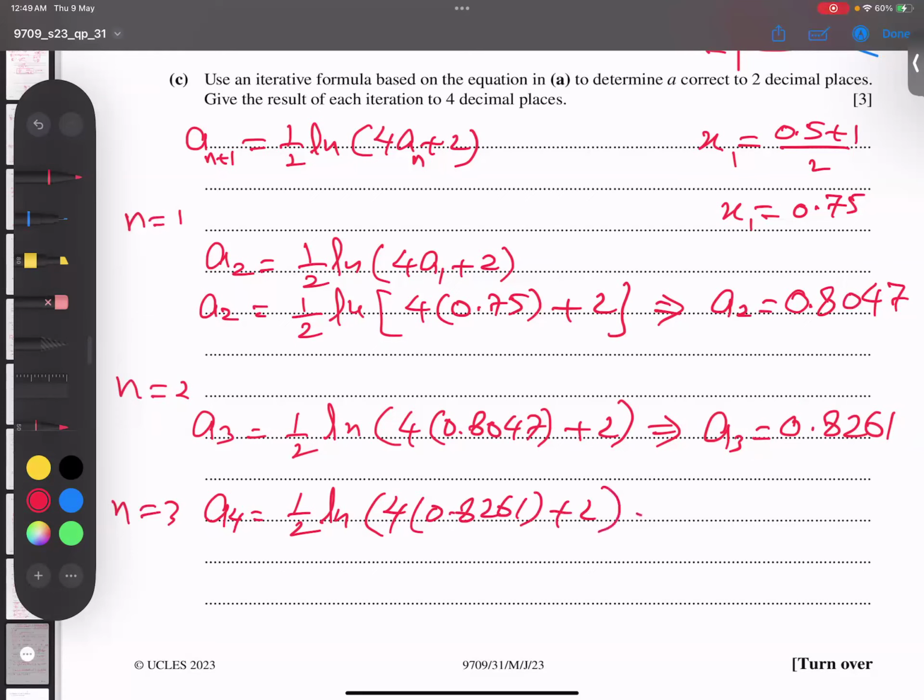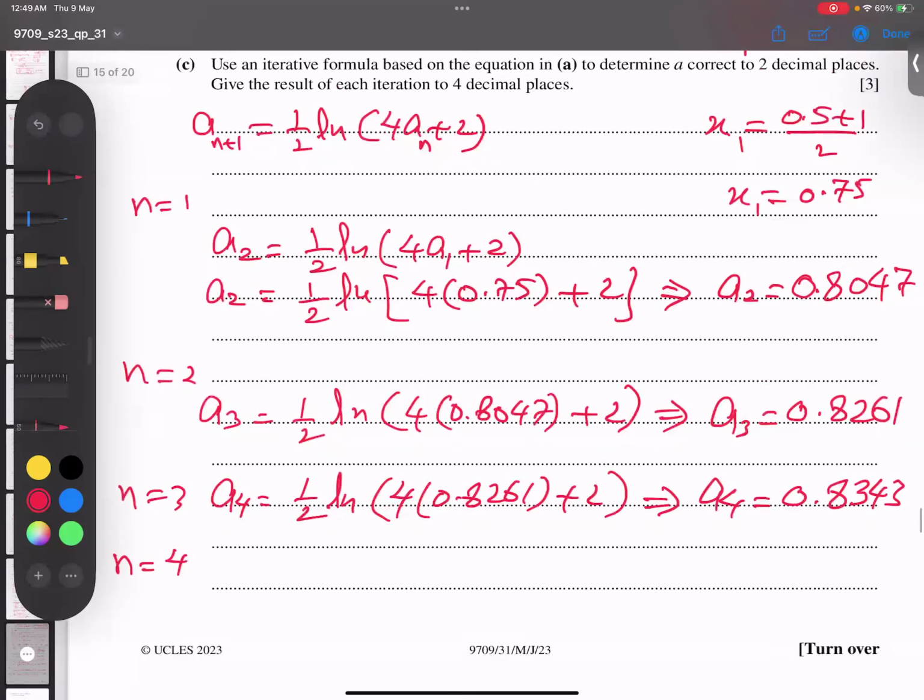And let me check. Yeah, correct. A4, sorry, not 3. And I get 0.8343. When it starts repeating, then we'll stop it, but it's not repeating yet. Okay.